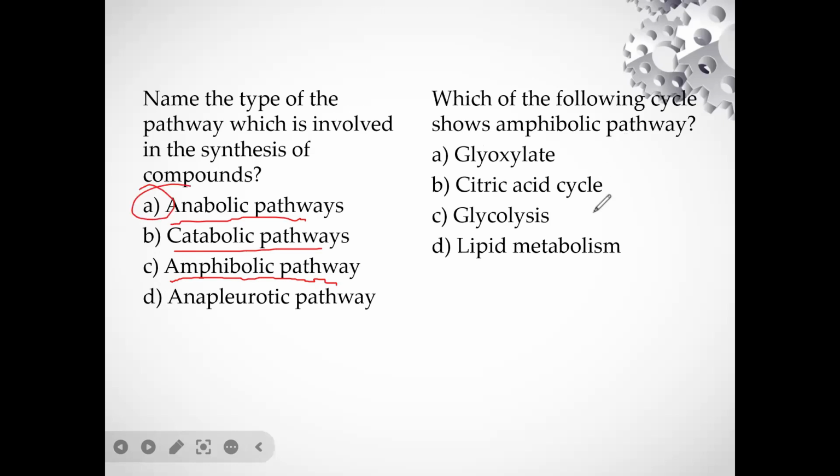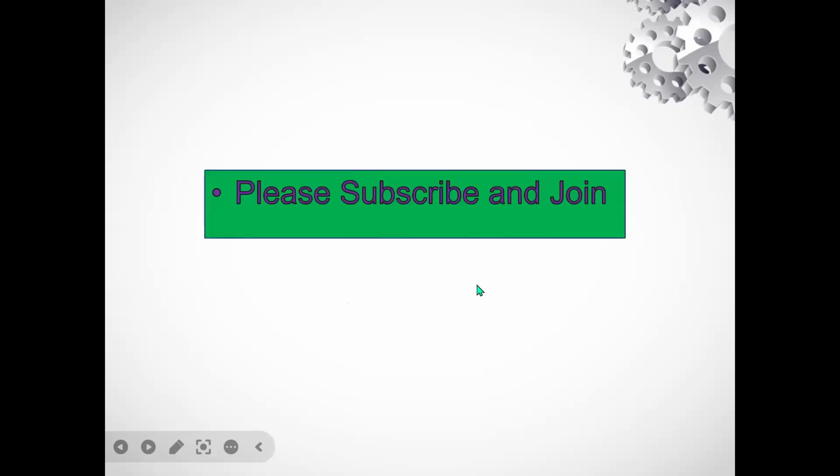And then now, which pathway is an example of metabolism where both catabolism and anabolism take place simultaneously? So the answer is B. The answer is B.